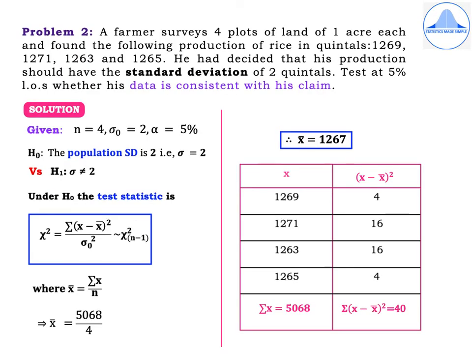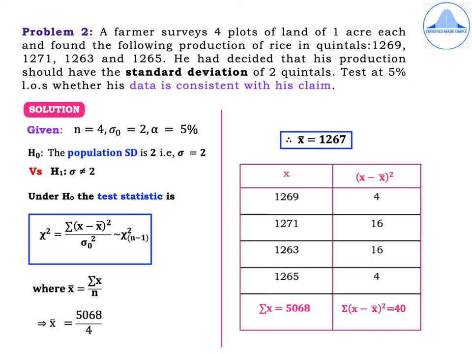Problem 2. A farmer surveys 4 plots of land of 1 acre each and found the following production of rice in quintals: 1269, 1271, 1263, and 1265. He had decided that his production should have the standard deviation of 2 quintals. Test at 5% level of significance whether his data is consistent with his claim.